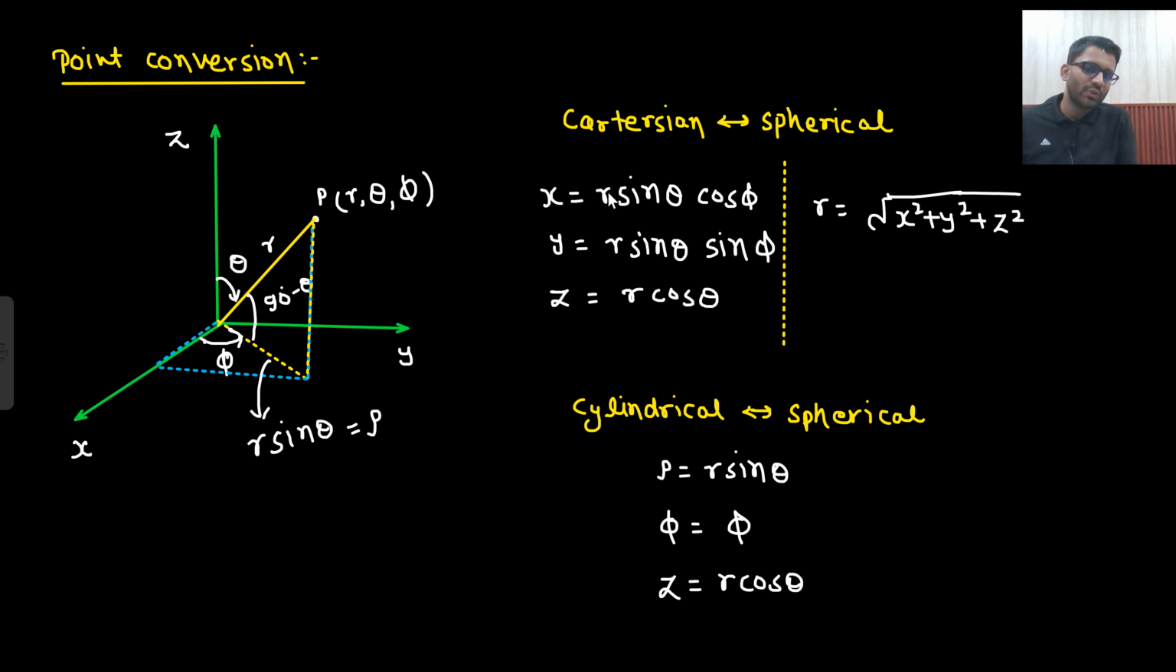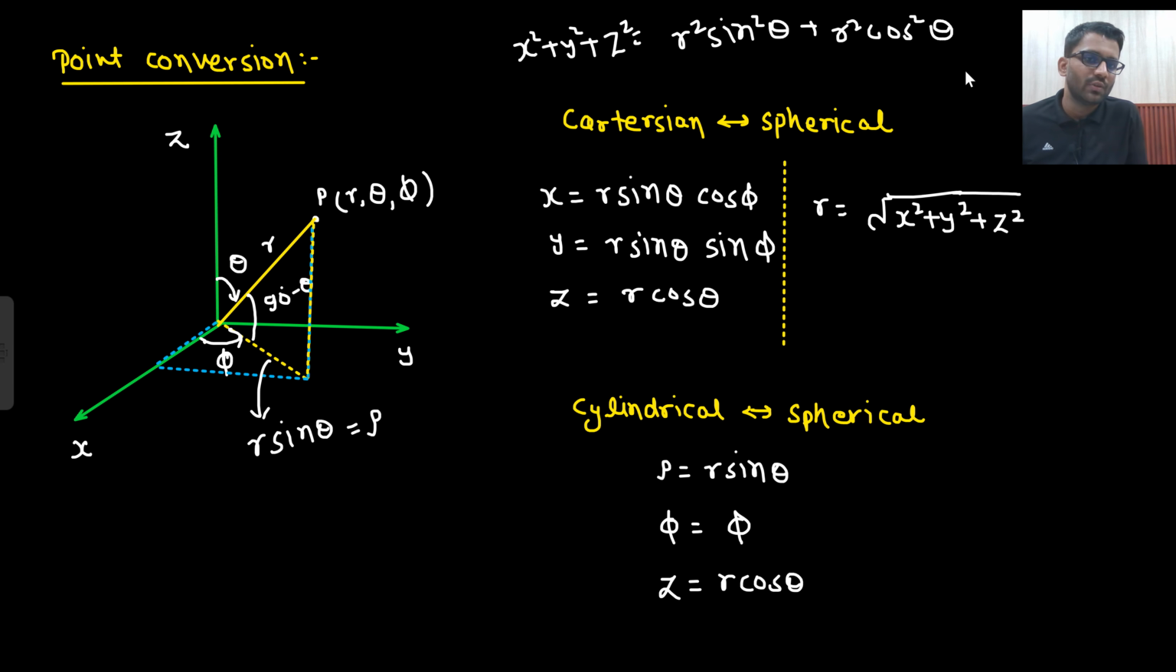Or from here also you can see, if you do x square plus y square plus z square, what you are going to get? R square only. X square plus y square plus z square, what would that be? R square sin square theta cos square phi, R square sin square theta sin square phi. Cos square phi and sin square phi will be 1. So here you are going to get R square sin square theta, and this will be your R square cos square theta. So what you are going to get? R square only. So R will be root x square plus y square plus z square.